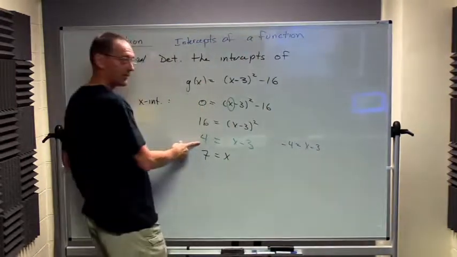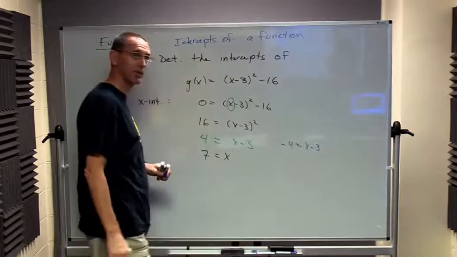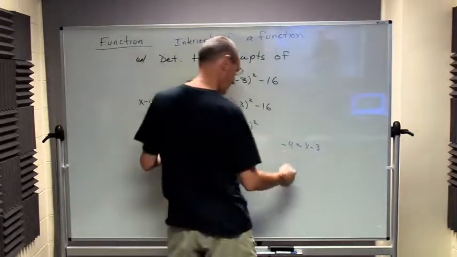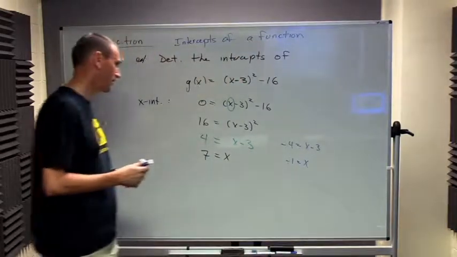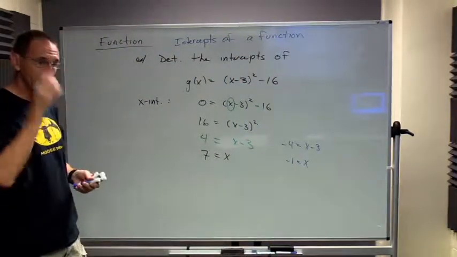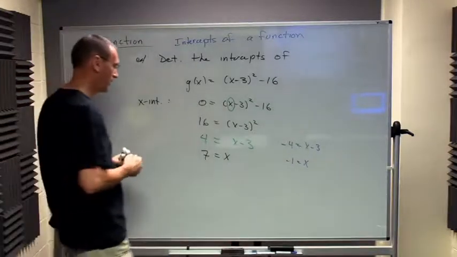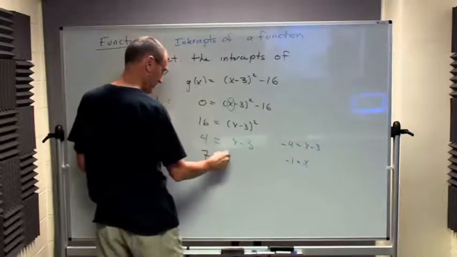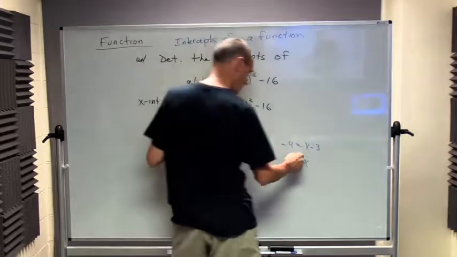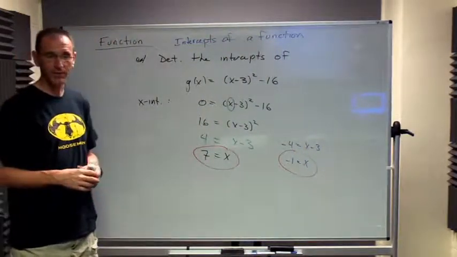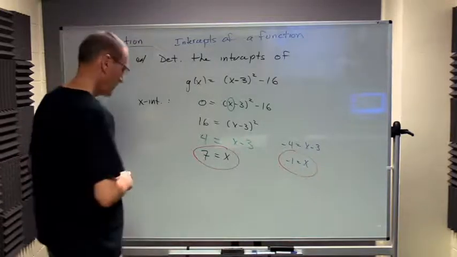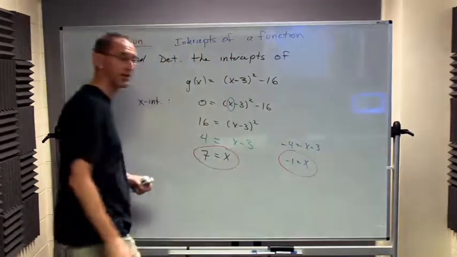So this is a possibility, and this is also a possibility. Now if I add 3 to both sides, I get x equals minus 1. So for my x-intercepts, I've got 2 possibilities: x equals minus 1 or x equals 7. Now, last example.